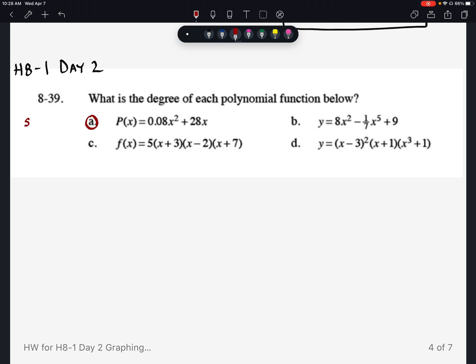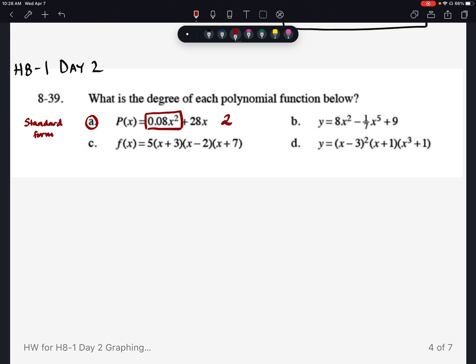So let's remember that this one is in standard form. And when our function is in standard form, we're going to look at that most dominant term here, that 0.08x squared. Whatever term has the variable with the highest exponent is typically our highest degree. So we're going to say, what is the degree? The degree on letter A would be 2.